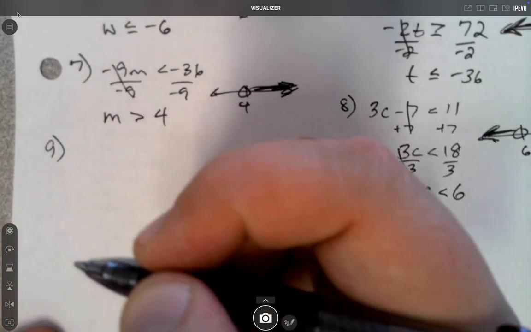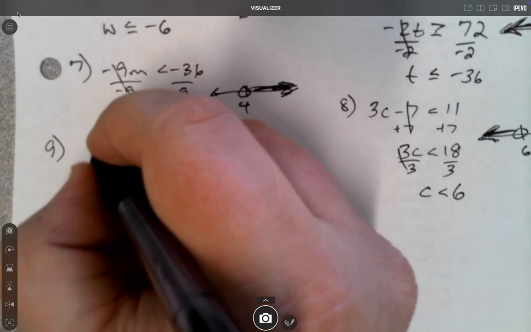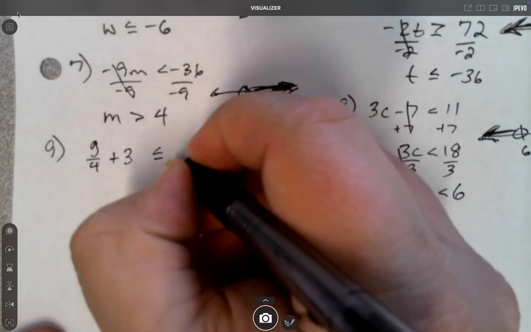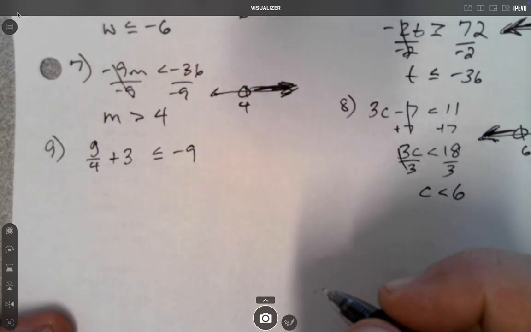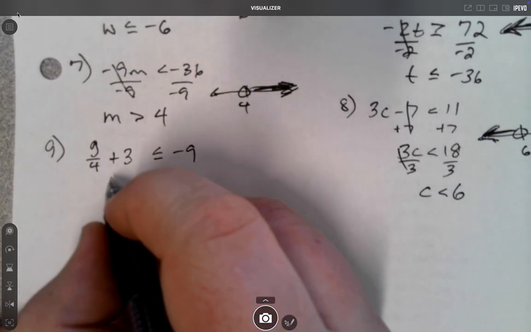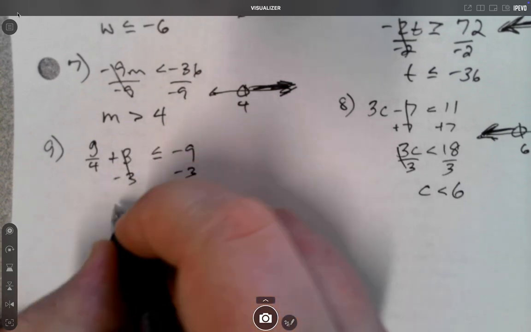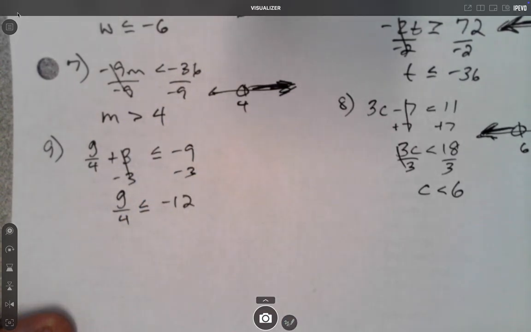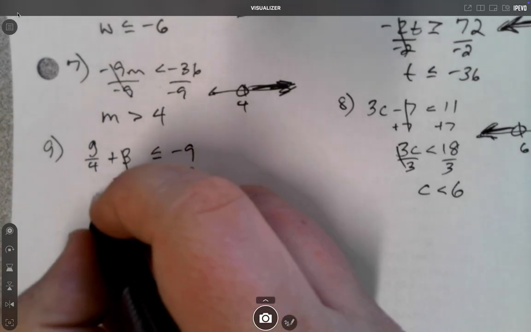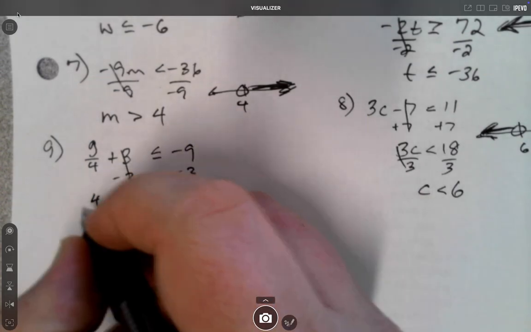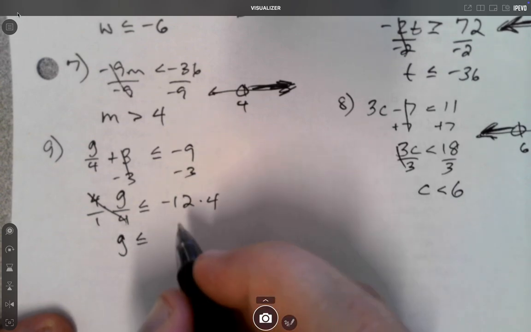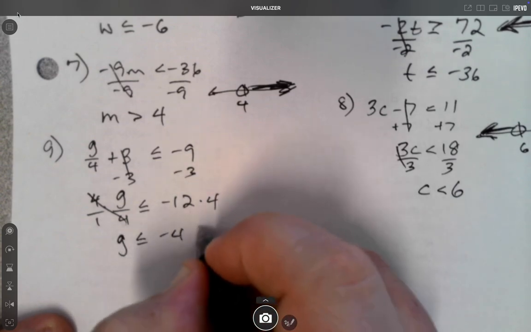Number 9. g/4 plus 3 is less than or equal to -9. I need to move the constant first, so I'll subtract 3 from both sides. That gives me g/4 is less than or equal to -12. Then to get rid of the 4, we need to multiply both sides by 4. The 4's cancel on the left side, and -12 times 4 is -48.